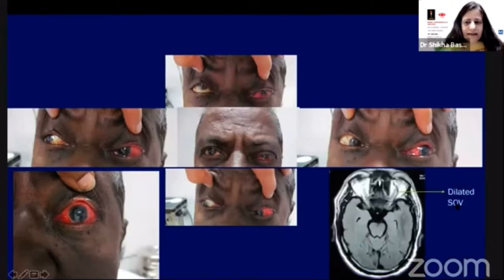Again, I said red eye with limitation of movements or other neuro-ophthalmic signs indicates something is happening in the brain. The patient had a dilated superior ophthalmic vein, and on the left side the patient had a CCF, a carotid-cavernous fistula.